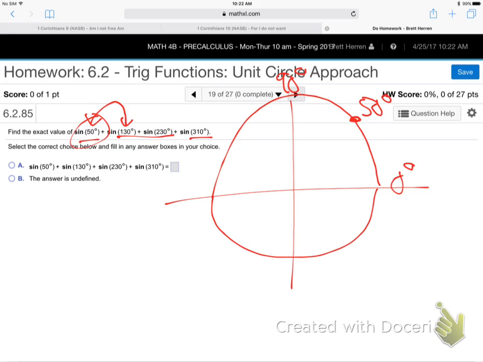Where's 130? Well, it's 90 and 40 more. It's the same distance this way, right? That's right there. Now, where's 230? Well, 230 is 180 and 50 more. But right here. 230. And then where's 310? This is 270. So 310 is 40 more this way. 310. Okay. What is my point?